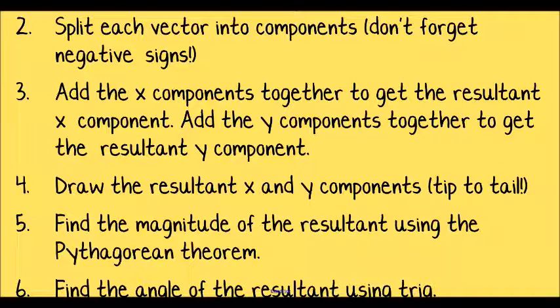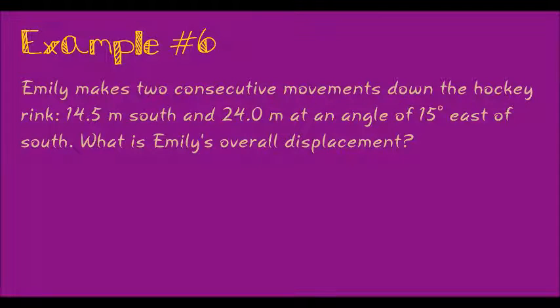Let's practice with an example problem. In this example problem, Emily's on the hockey rink, and she makes two consecutive movements, 14.5 meters south and 24 meters at an angle of 15 degrees east of south. We're asked to find Emily's overall displacement, which really is just a fancy way of saying add these two displacement vectors together, so that we'll find a resultant vector.